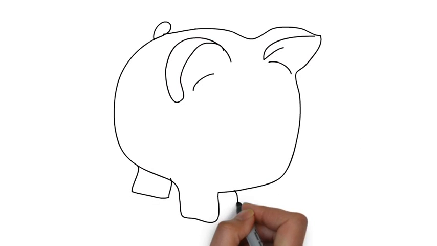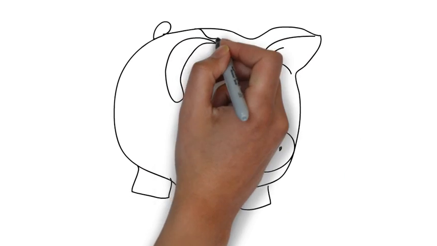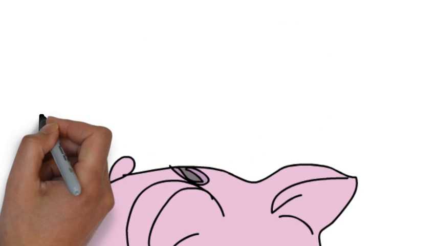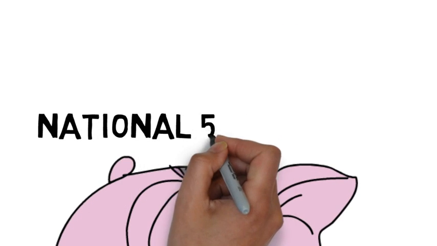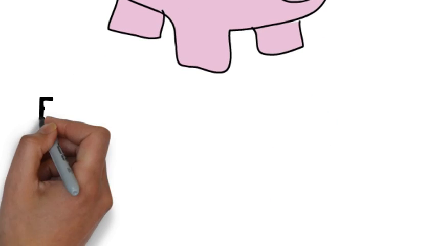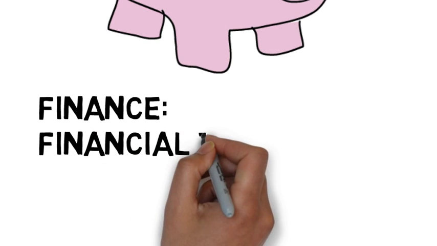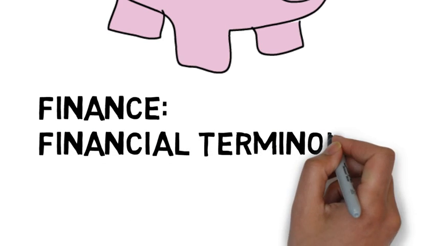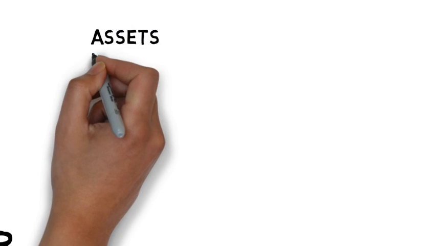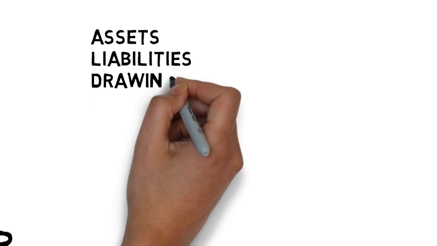This time I'm going to tackle a topic which a number of people used to leave out in the exam at National 5 or at Higher, or try to avoid in previous years. This is a finance topic, and this video is going to focus on financial terminology, or financial vocab. In particular, we're going to look at assets, liabilities, drawings, debtors and creditors.